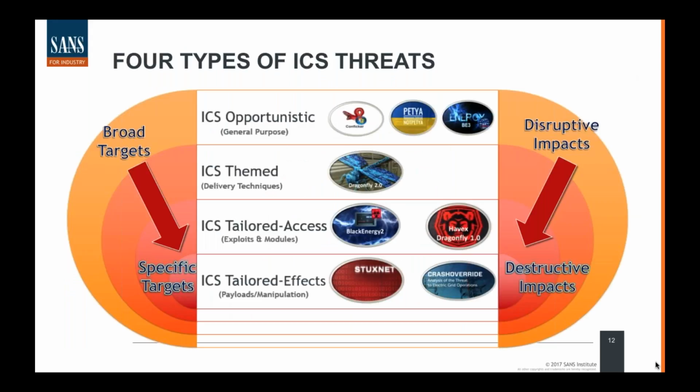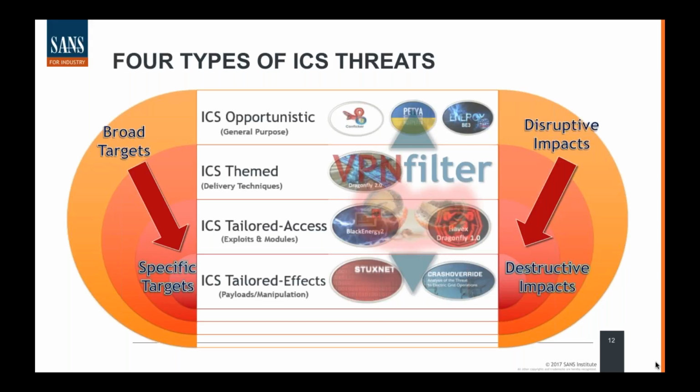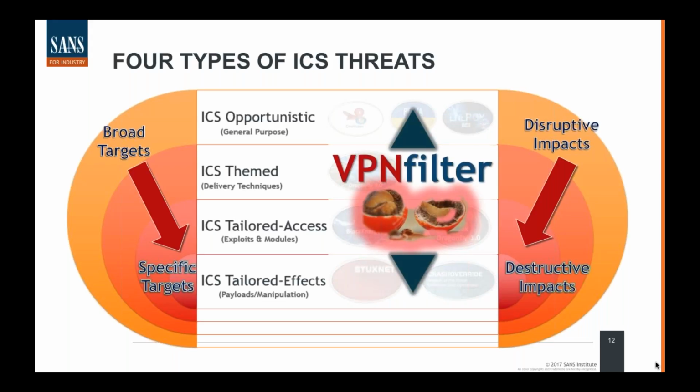And Tim is going to get into much greater detail here, but in the past we have talked about 4 different types of ICS threats, applying categories to these, identifying the differences between a broad target, a specific target, disruptive or destructive impacts. And the topic of today, VPNFilter, is one that's actually crossing many of these boundaries. Difficult today to put into a specific category.